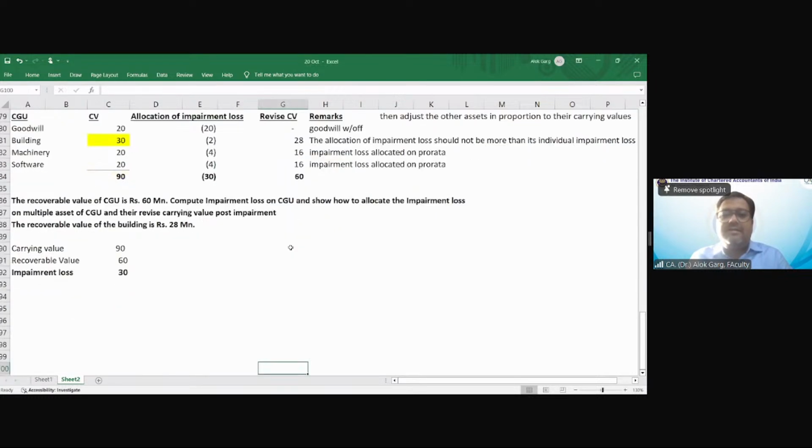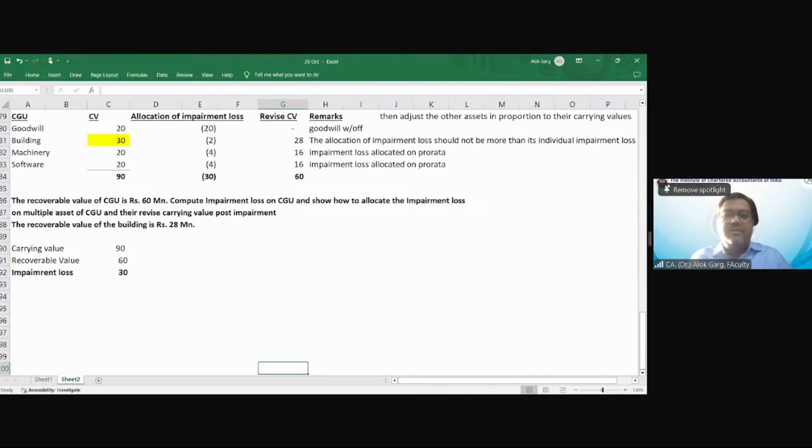Clear, friends? क्या हुआ? ये clear है या clear है? Okay, clear in mind. Very good. So this is what it is, right? So we understood this allocation of impairment loss part.